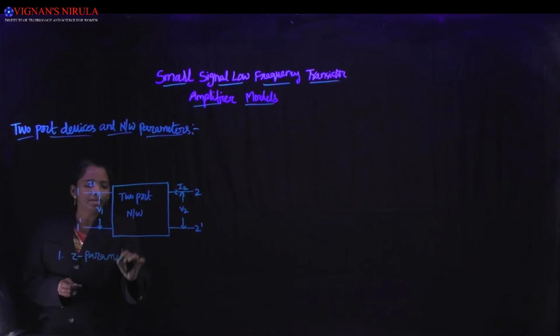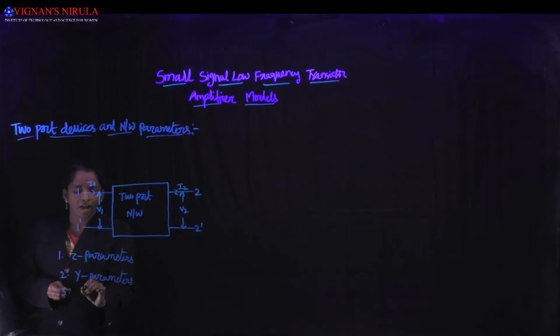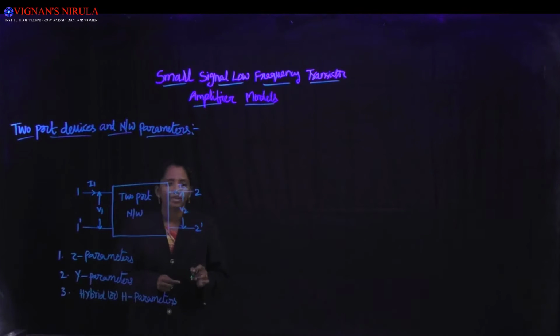What is the other name for Z parameters? It is also called impedance parameters. Z means impedance. And the second one is Y parameters. And the third one is the hybrid parameters, also represented as H parameters. H means hybrid. Now let us see one by one briefly.